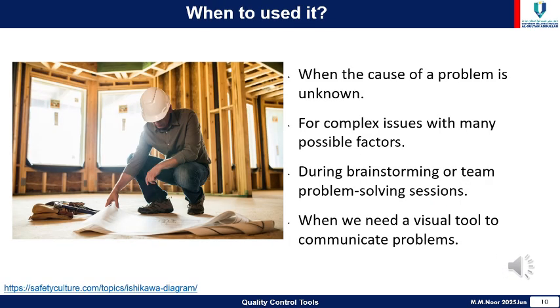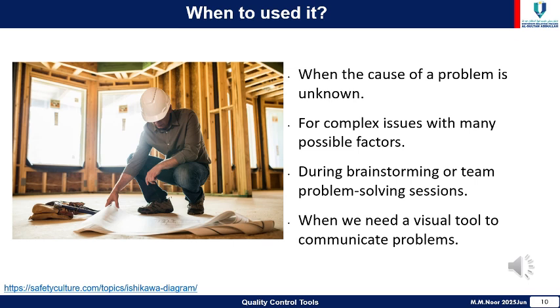So when do you use the Ishikawa diagram? First of all, when the cause of a problem is unknown. We use the diagram when a problem exists, but you're not sure what is causing it. It helps you explore all possible contributing factors, even ones you might not have considered. The next one is for complex issues with many possible factors. Some problems are influenced by many different things, not just one simple cause.